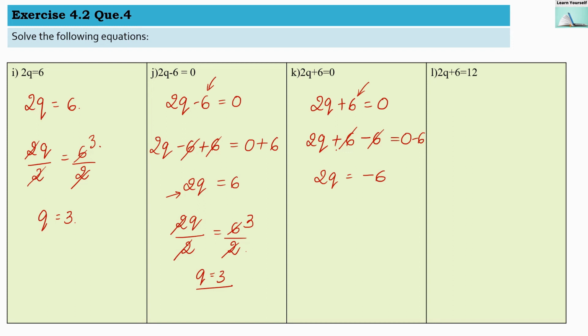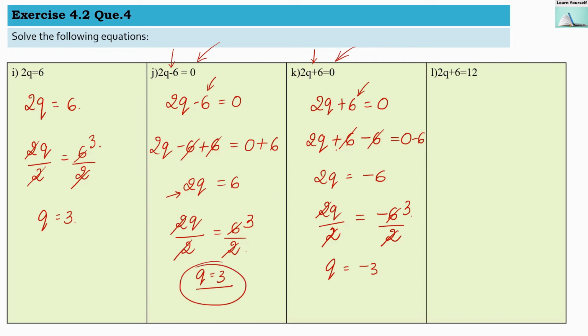So now if we want to separate the q, we have to divide by 2. So 2q divided by 2. In the same way towards LHS we are dividing by 2. So this 2 and this 2 will get cancelled out. 2 3s are 6. So q equals minus 3 will be the answer. So here both the equations are almost the same, but the only difference is that here the minus sign is there and here the plus sign is there. So we can see the difference, that here we got q equals 3 and here we got q equals minus 3.